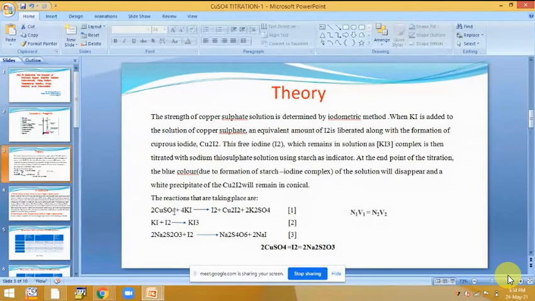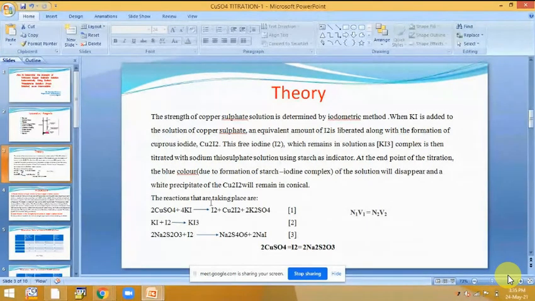And you see, I can ask you why at the end point the color changes from blue to white. The answer will be like this: in the first reaction, copper sulfate reacts with KI and it forms iodine. At the end of the titration, when all copper sulfate is finished, there will be no release of free iodine, which would further react with Na2S2O3. Since there will be no copper sulfate, there will be no free iodine. No free iodine means no iodine starch complex.